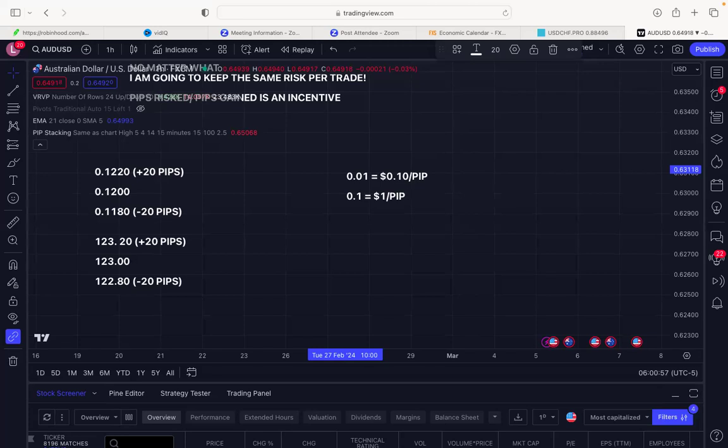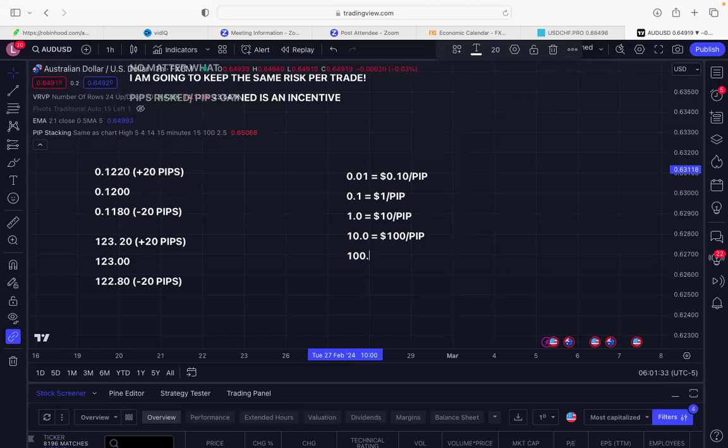So if I have 0.1 for $1 a pip and I make 20 pips, I just made $20, right? So therefore 1.0 equals what? You guessed it, $10 a pip. So if I have 1.0 times 20 pips, then I just made $200. 10.0 equals, excuse me, $100 a pip. So you guessed it. If I have a lot size of 10.0 and I make 20 pips, I just made $2,000, right?